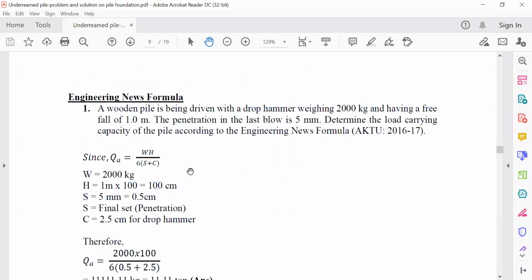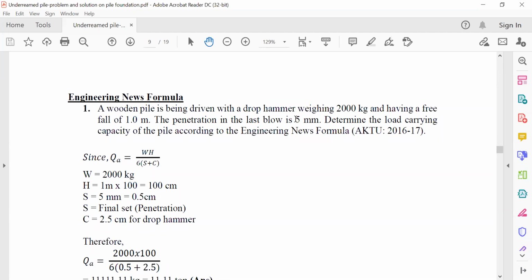Now we shall discuss this solution. You can see here a wooden pile is being driven with a drop hammer weighing 2000 kg and having a free fall of 1.0 meter. Free fall means the height of fall, H is given there, and W is the weight of the drop hammer. You see here, drop hammer is written there. They have not written single acting or double acting. So accordingly, we have to use the formula. So 2000 kg, and the penetration in the last blow is 5 meter.